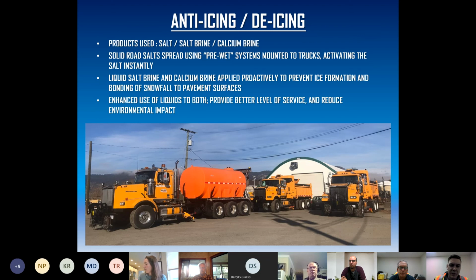As mentioned, in this round of contract we have an enhanced use of liquids to both better provide a level of service and reduce the environmental impact, as with liquids we are able to run much more efficiently and use less chemical, which in turn reduces the amount that's introduced into the ditches and water courses alongside the roadways.